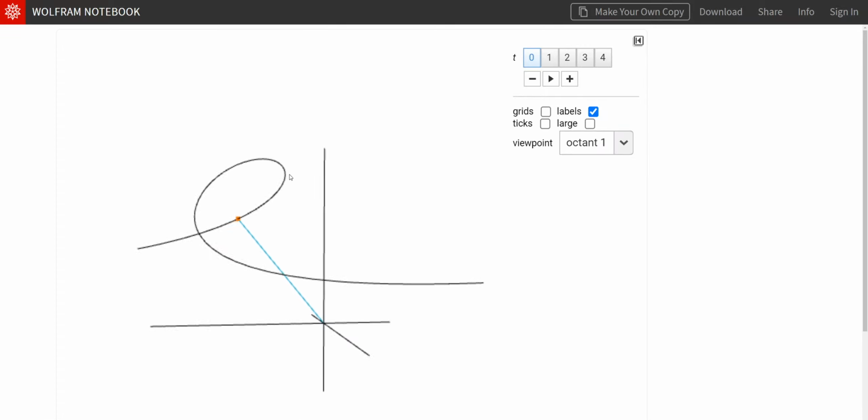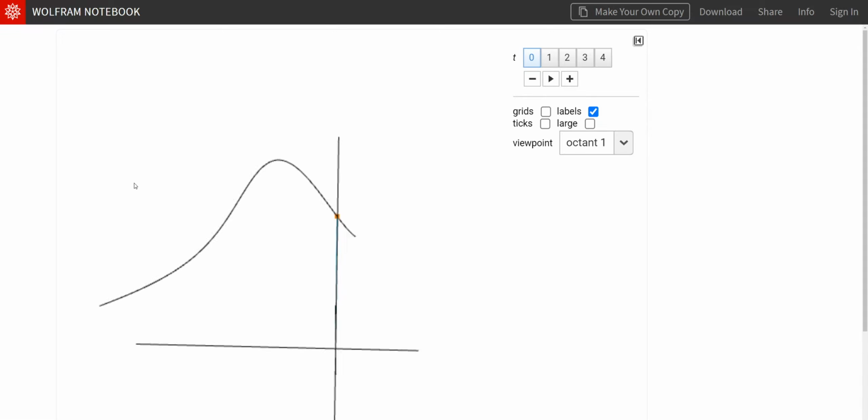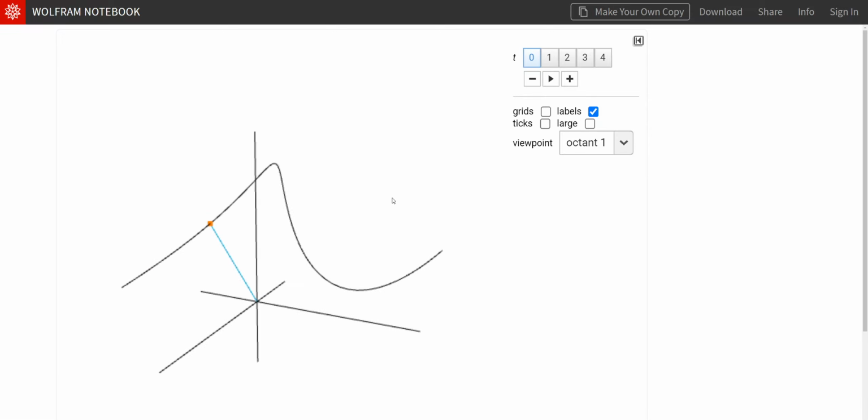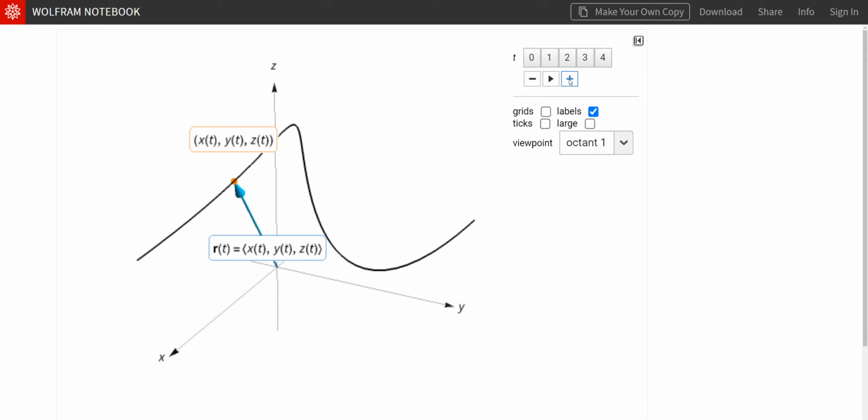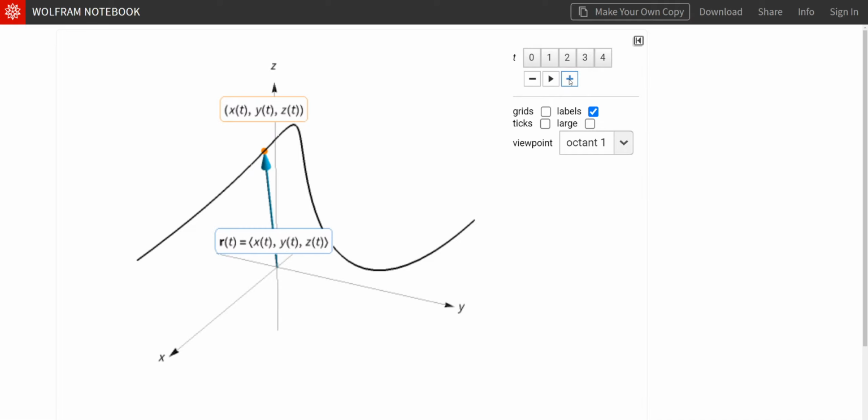Kind of loops around. I don't know, maybe it's a part of a roller coaster, something like that. Who knows? But the idea is exactly the same. I'm going to input a parameter t, and my output is going to be this vector, which tells me where on the curve the point is at that time value or parameter value t. Right? So I increment t, and my vector moves along and tells me where I am on the curve.